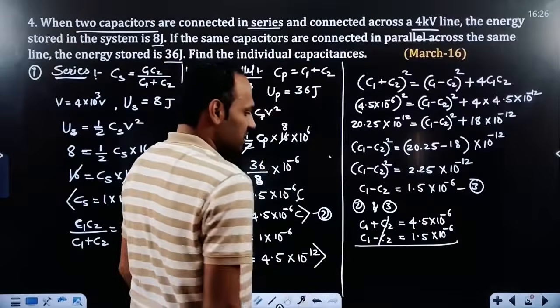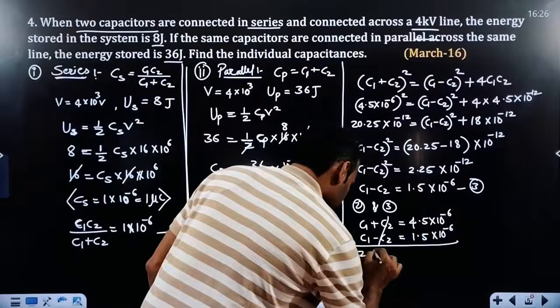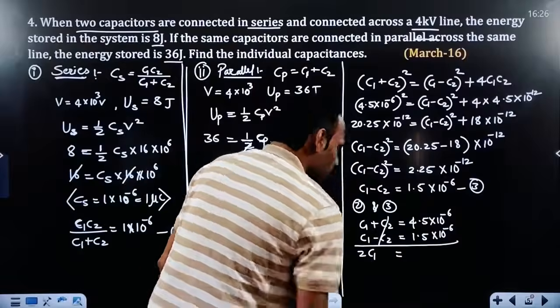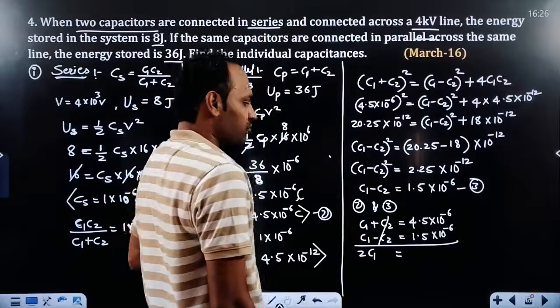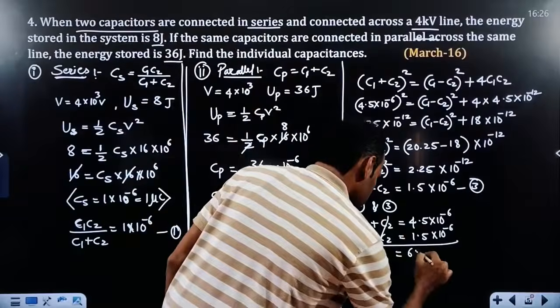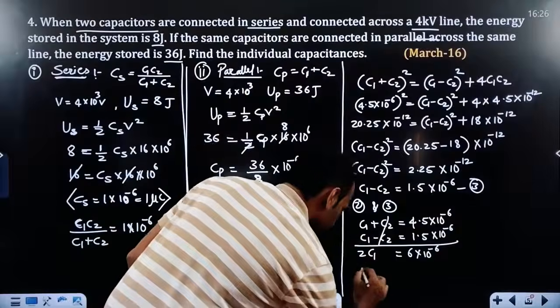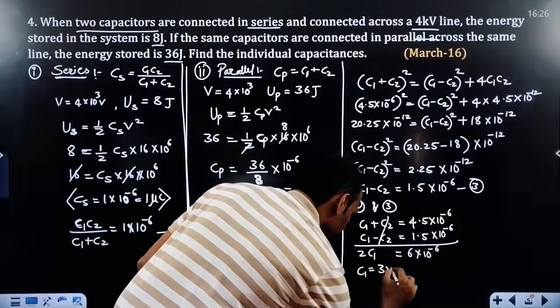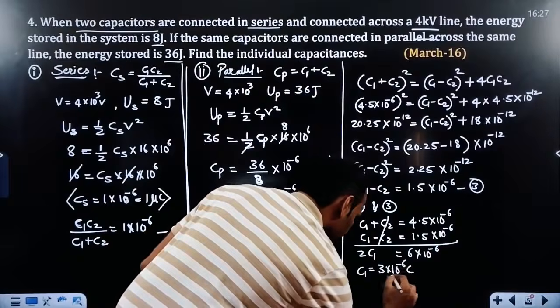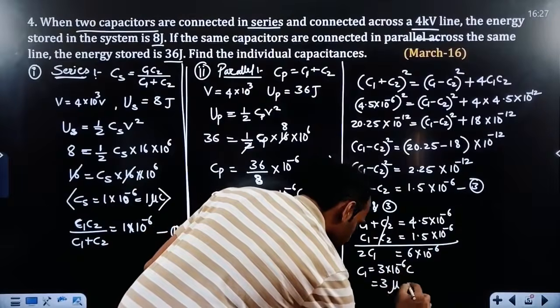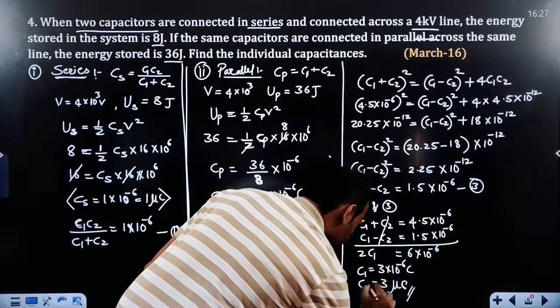So here C2 plus C2 minus C2 will get cancelled. You will get 2C1 is equal to 4.5 plus 1.5, which will be equal to 6 into 10 raised to minus 6. So 2 ones are 2, 3 twos are 6. Finally, I will get C1 is equal to 3 into 10 raised to minus 6 coulomb, or I can call it 3 microcoulomb, right?